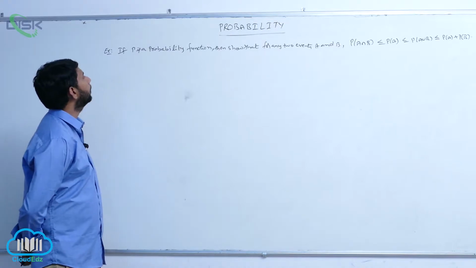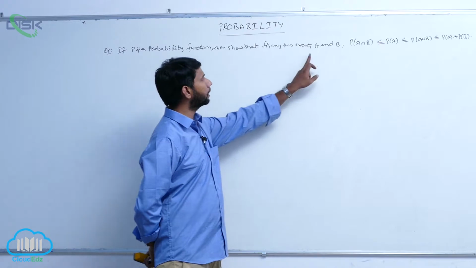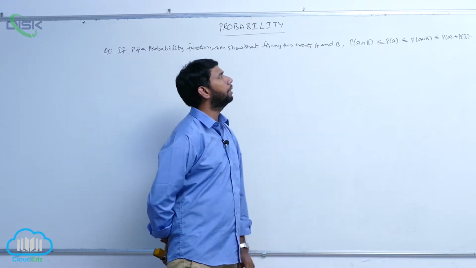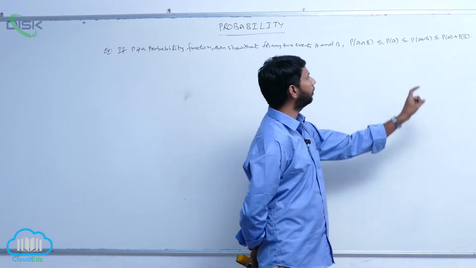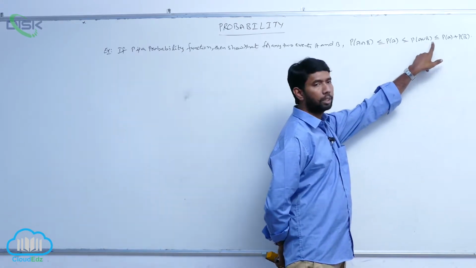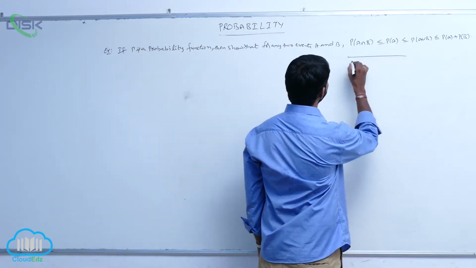And next, another example: if P is a probability function, then show that for any two events A and B, P of A intersection B is less than or equal to P of A, which is less than or equal to P of A union B, which is less than or equal to P of A plus P of B. Let S be a sample space.